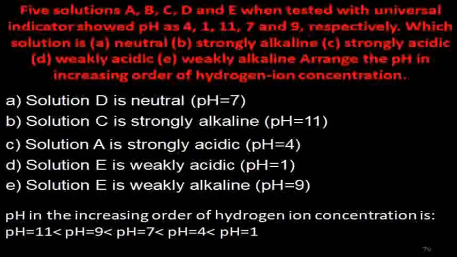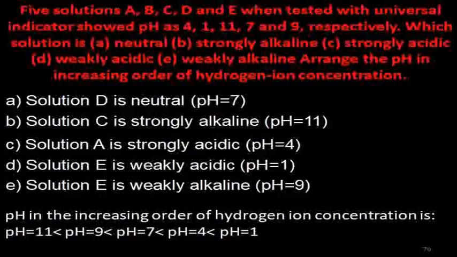And solution B is weakly acidic. pH value is 1. Solution E is weakly alkaline. That is, pH is 9.